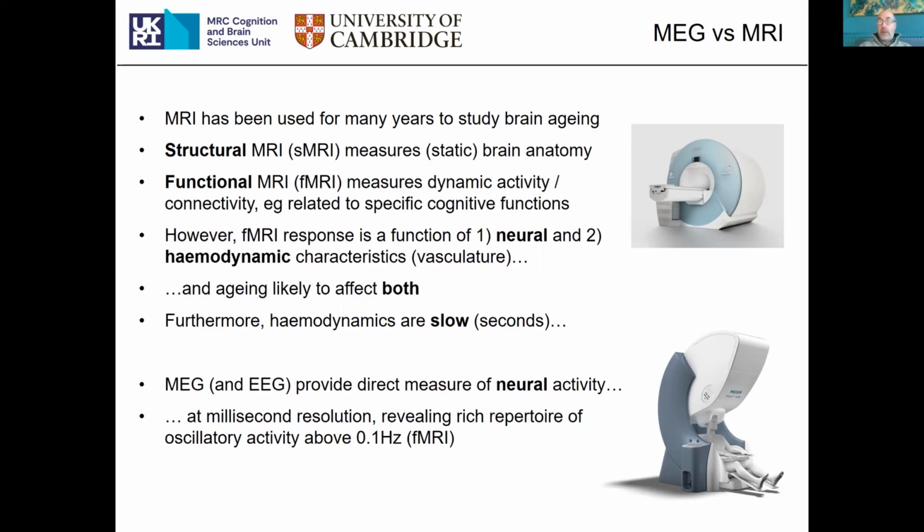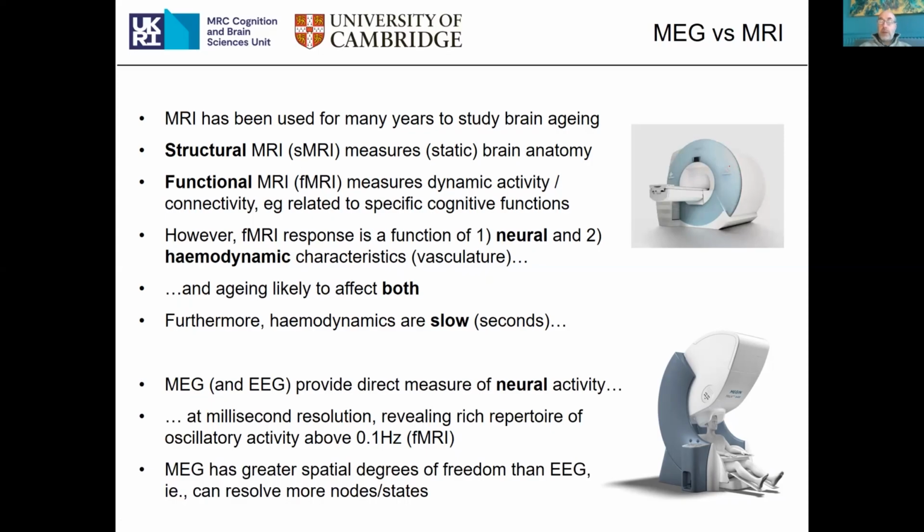So it bypasses any vascular effects of aging. And we can basically sample brain activity as fast as we want, so with millisecond resolution. And this opens a window on a rich repertoire of brain oscillatory activity, different rhythms that you might have heard about, alpha, beta, gamma, etc., which are all above kind of the limit of fMRI. The limit fMRI could measure is about rhythms of 0.1 hertz, but we're talking about brain activities of 10 to 100 hertz.